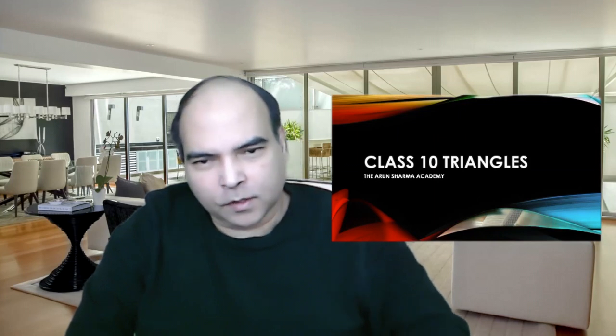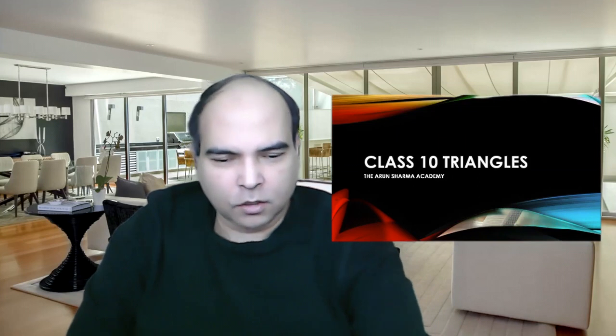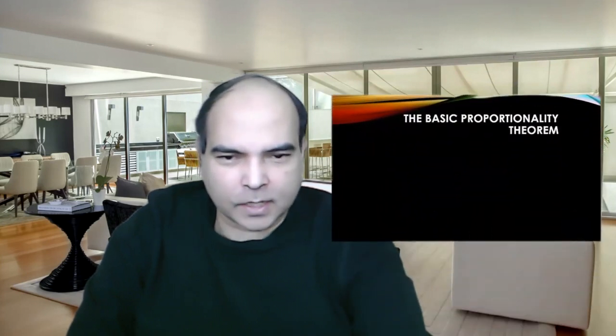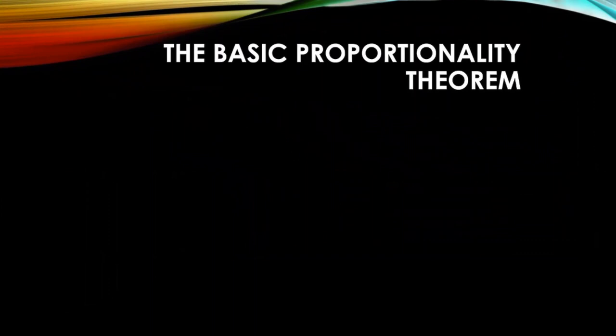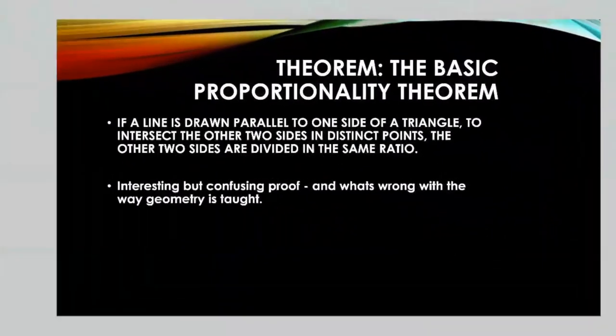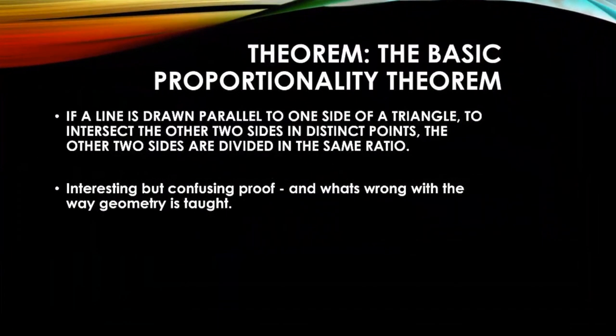So without any further ado, let me start off with discussion of what the main agenda in this session is. In this session, I'm basically discussing the basic proportionality theorem. It's an important theorem, and it's one of the theorems that allows you to measure side lengths based on the proportionality logic that this theorem talks about. So what does this theorem say? What this theorem says is that if a line is drawn parallel to one side of a triangle to intersect the other two sides in distinct points, the other two sides are divided in the same ratio.